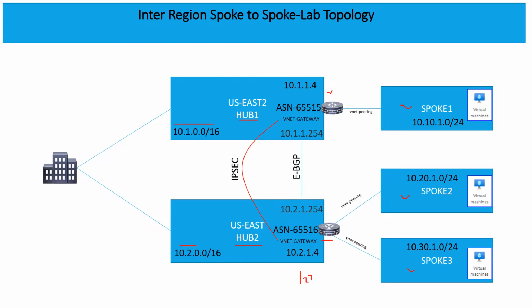And then you are going to establish the vNet peering, and in this case all these peerings are going to be local vNet peering because spoke 1 and hub 1 are residing in the same region. Similarly, spoke 2 and spoke 3 are going to form vNet peering with hub 2. There is no direct peering between any of the spokes. The next step, you are going to have vNet gateway to vNet gateway connectivity that is going to be IPsec, and on top of the IPsec you are going to run eBGP for exchanging the routes.